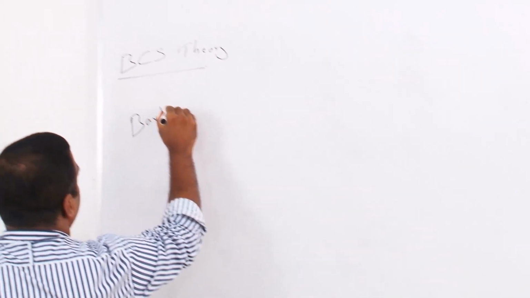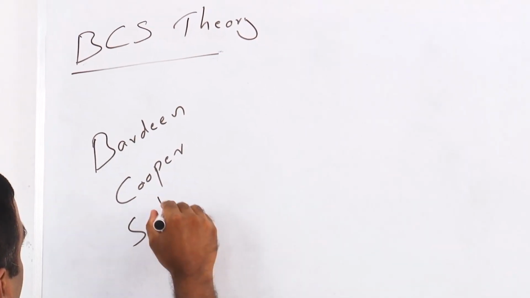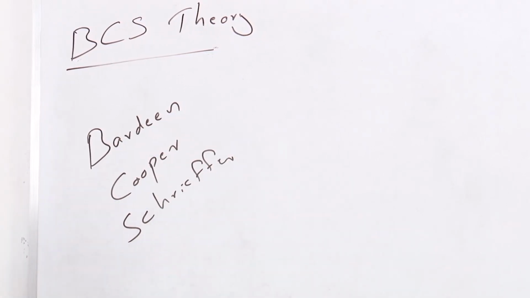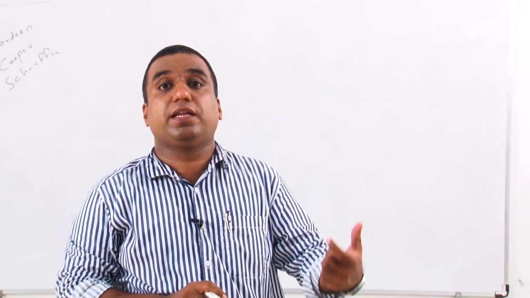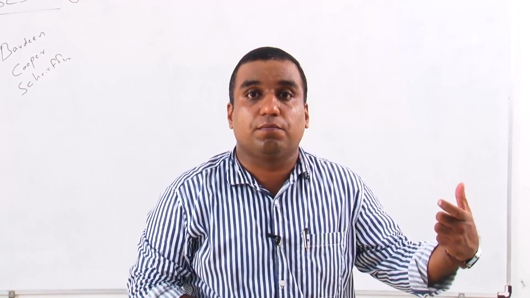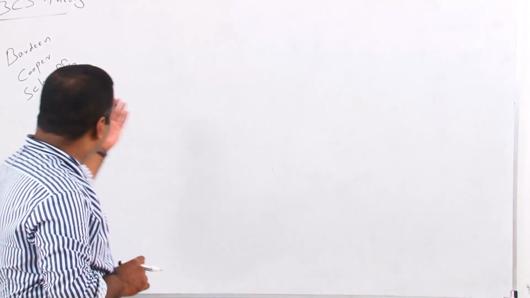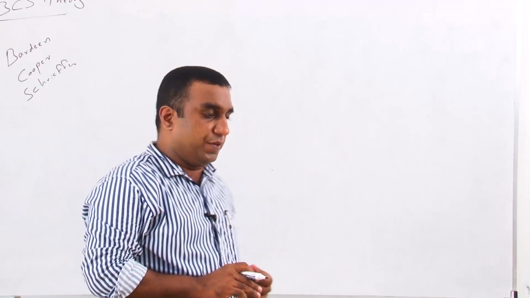Cooper and Schrieffer. Bardeen, Cooper and Schrieffer developed the BCS theory. This is actually a microscopic theory which was very successful in explaining the macroscopic quantum phenomenon behind superconductivity. So it is also called the microscopic theory of superconductivity.